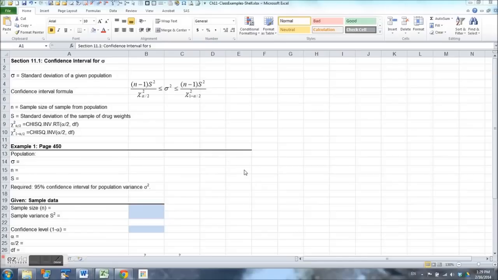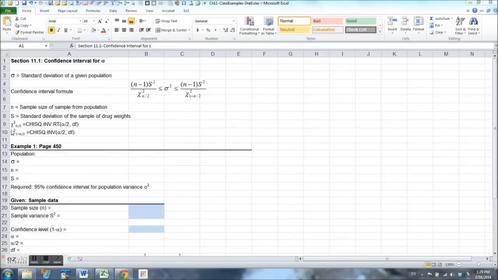In this video, we're going to look at how to set up a confidence interval for one population variance or standard deviation. So this is the confidence interval for standard deviation. We've already looked at the formula. This is the confidence interval for variance, but of course, when we take a square root, then we get the confidence interval for standard deviation.